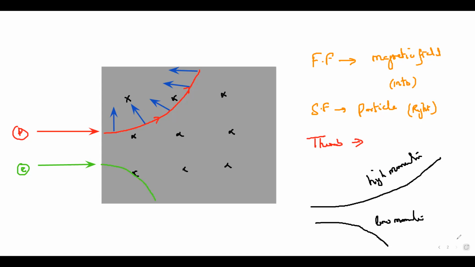Then sometimes the particle does not enter the magnetic field exactly perpendicular. In the earlier case, the direction of the magnetic field and the direction of the particle are 90 degrees to each other, because the magnetic field is into the page and the particle is entering, so the angle between them is 90. But what if the particle is not entering at exactly 90 degrees? Then it will have two components of motion.